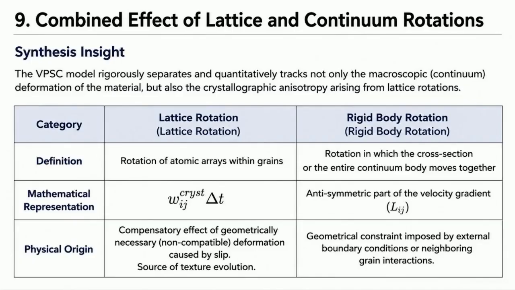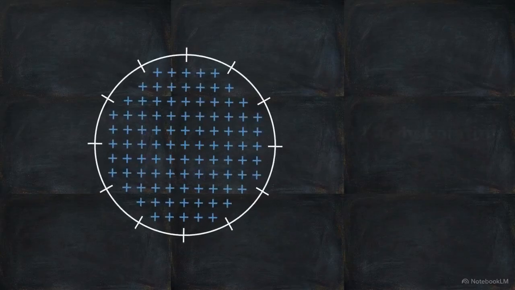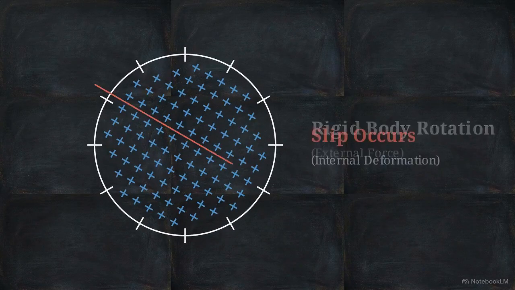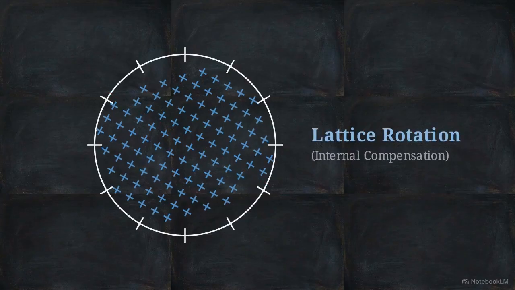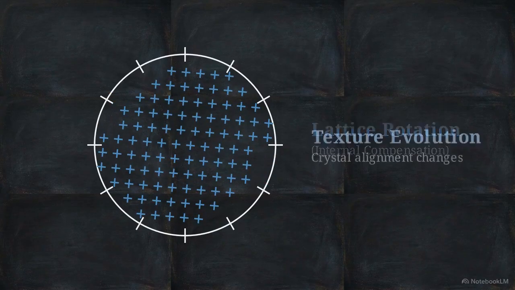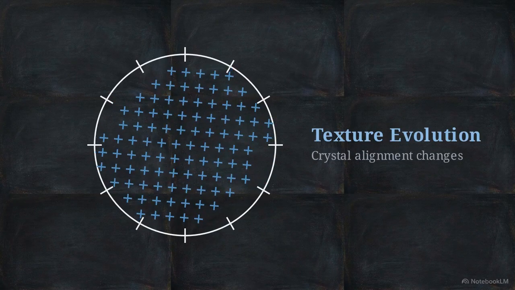Shifting focus inward, the internal texture follows its own rotational logic, strictly separating lattice rotation from macroscopic rigid body rotation. Lattice rotation acts as a compensatory effect. It is the necessary reaction to absorb the non-compatible deformation caused by internal crystallographic slip. Because it acts independently from the rigid body rotation imposed by the outside environment, this compensatory lattice rotation serves as the true origin of internal texture evolution.